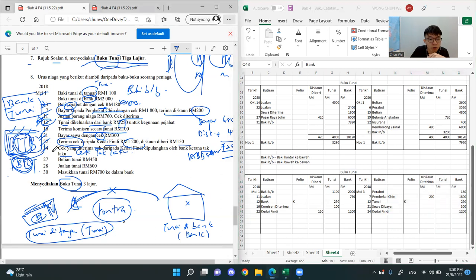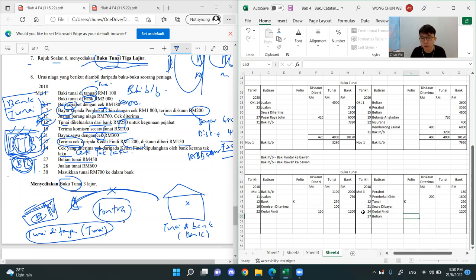Alright, so after 24, 27, you belian tunai. Beli barang niaga secara tunai. So belian, credit side. Here, 27, so you put belian. So tunai, right? So under tunai here, you put 450 ringgit. Done. 28, jualan tunai. Jual secara tunai. Jual, then you debit lah, right? So 28, jualan. Then tunai, so here, under tunai here, you put 600 ringgit.